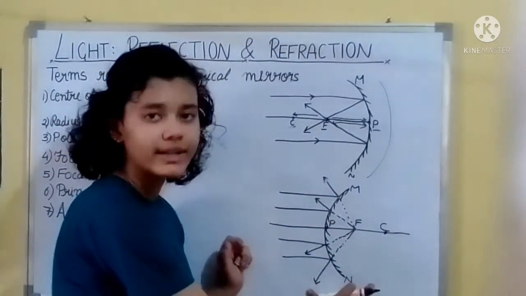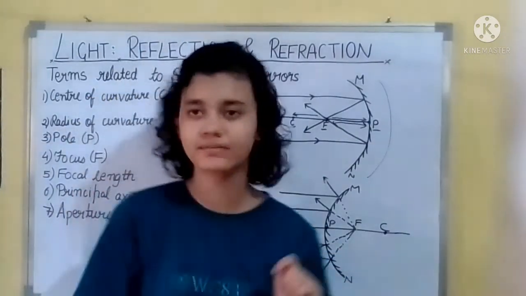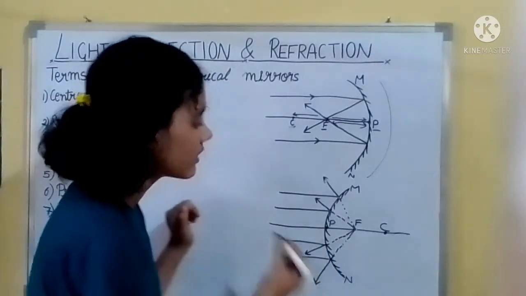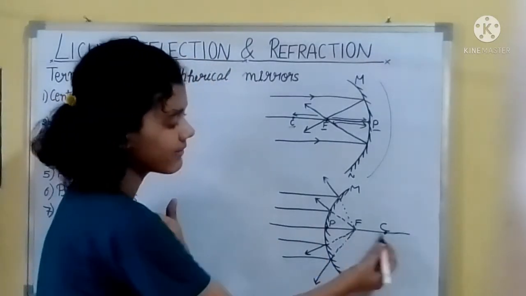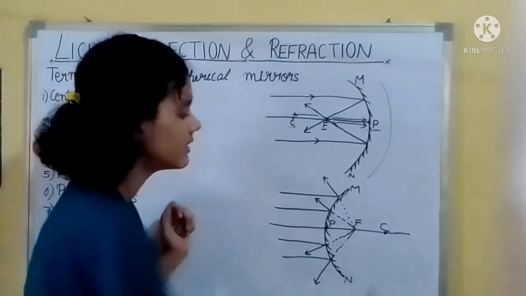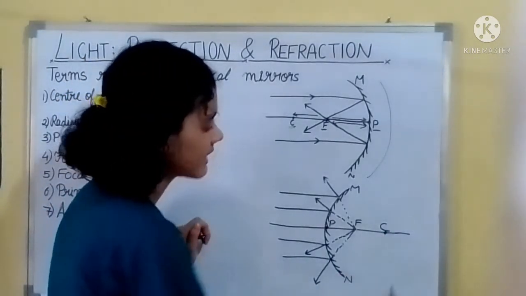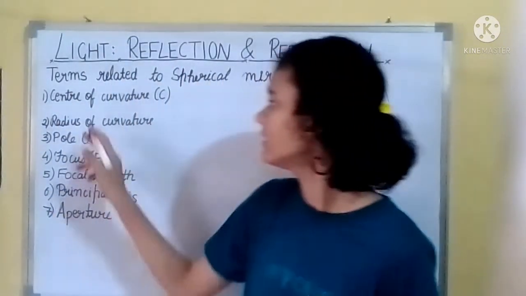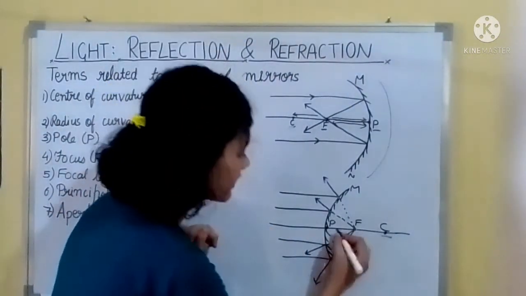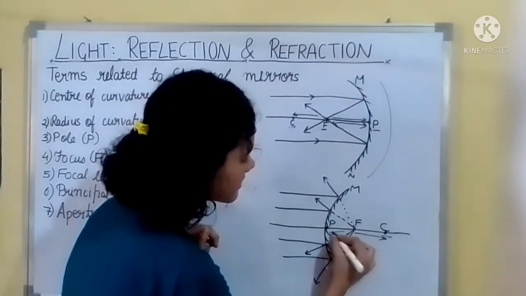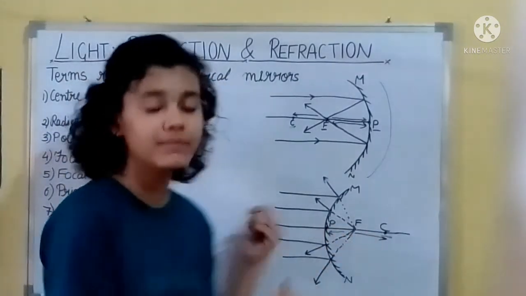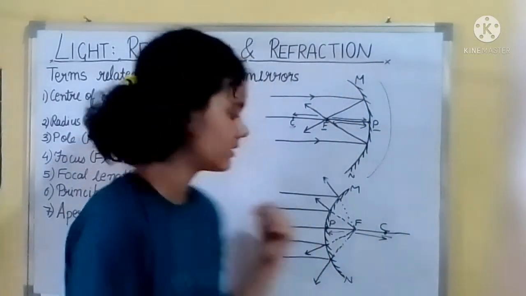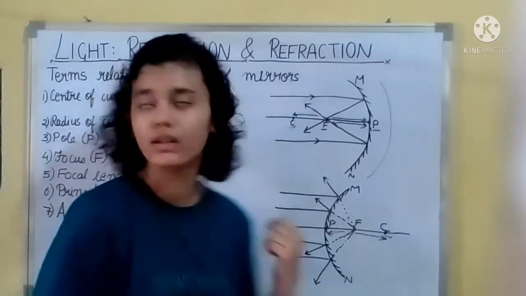Now let's see in the context of the convex mirror. So center of curvature C. In a convex mirror, the center of curvature lies on the right side. Okay, on the right side. So this is the center of curvature over here. Then radius of curvature. Radius of curvature is the distance between center of curvature and the pole, and then the pole over here, pole.